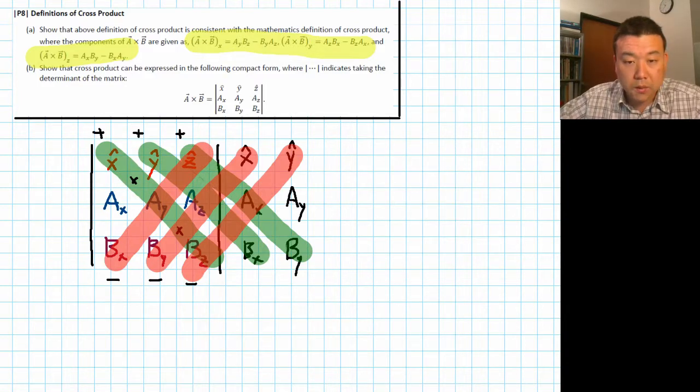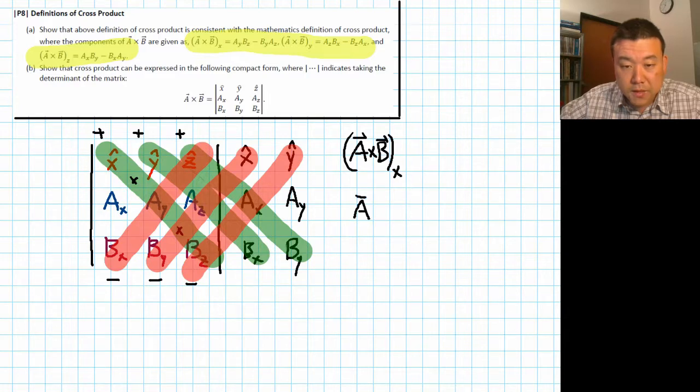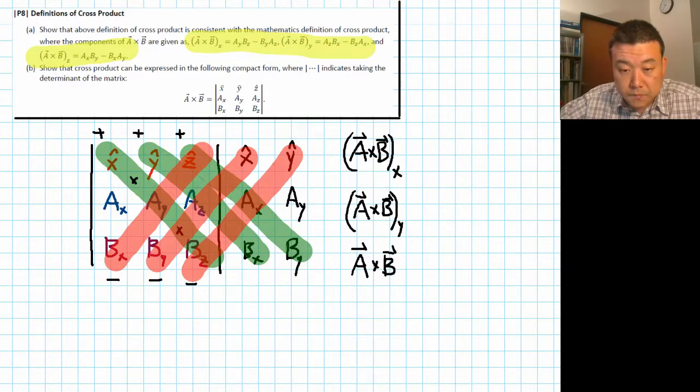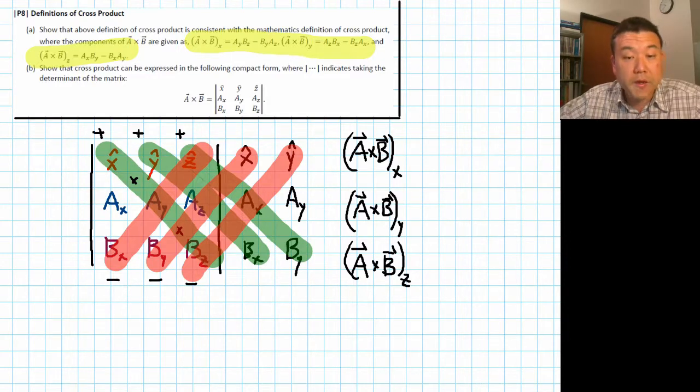I want to check what my A cross B x component is, my A cross B y component, and my A cross B z component. And I want to compare if the expression I'm getting is equal to what I'm already expecting it to be. The quickest way to do this is to collect the like terms as you're writing this down. The thing that's multiplying x hat will be my x component. So positive AyBz, and here's another term that contains x hat, so minus AzBy.